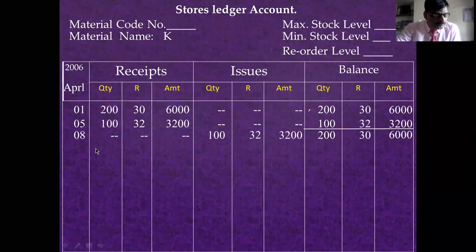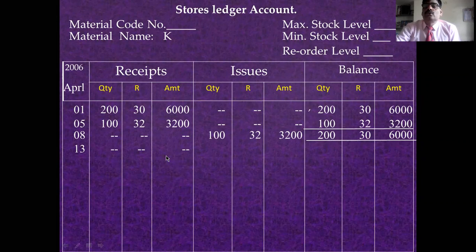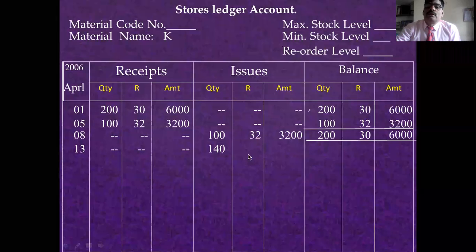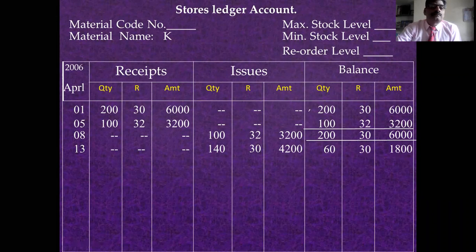Then next date is 13. Again on 13 there is an issue, therefore you put an underline for the balance column. 13 is the date. Quantity to be issued is 140 units. There is only one lot. This is the first and this is the last. No problem. So 140 units you issue at the rate of 30. Then amount is 4,200. Balance is 60 kg at the rate of 30, 1,800 is the balance.